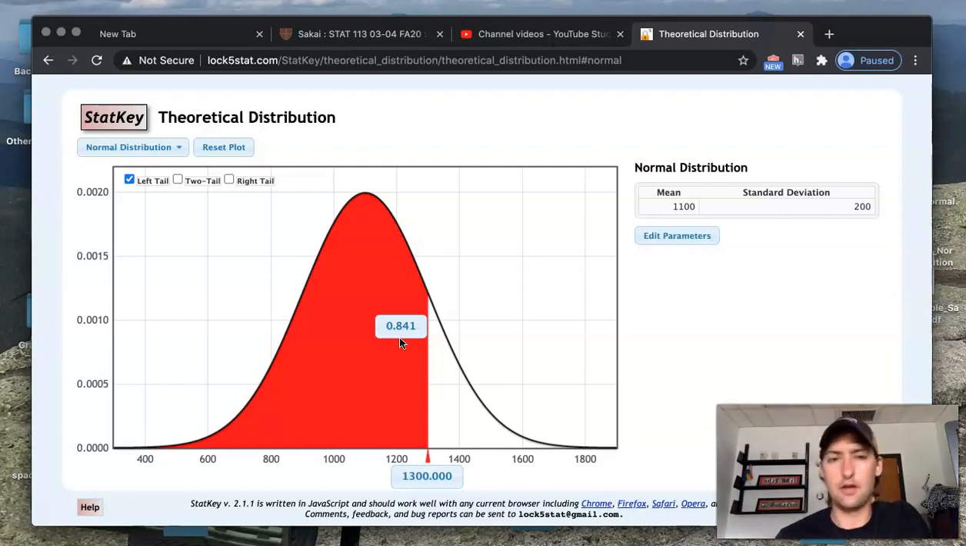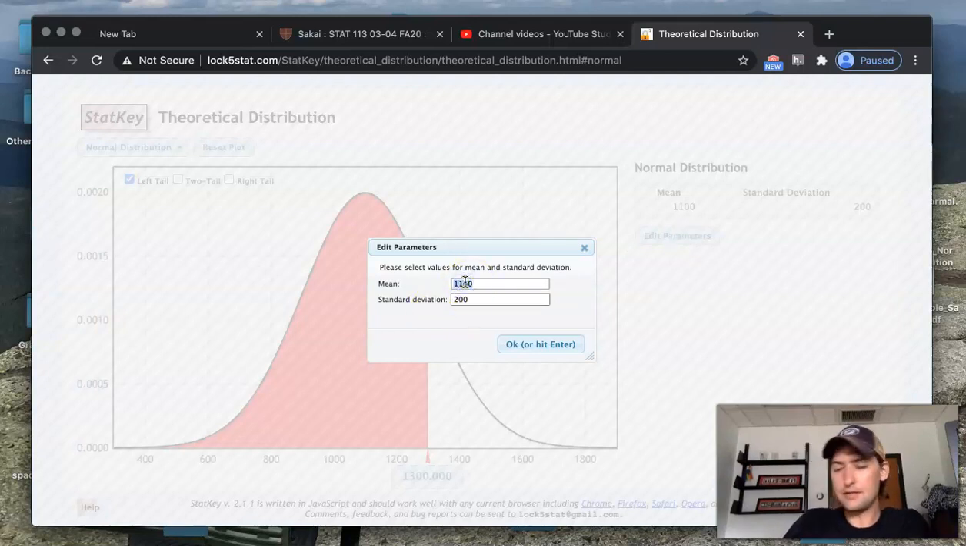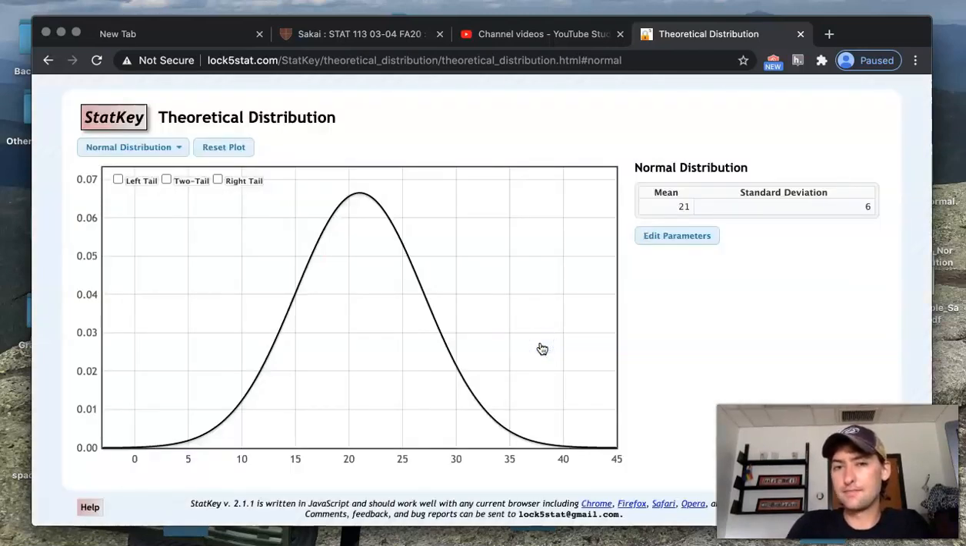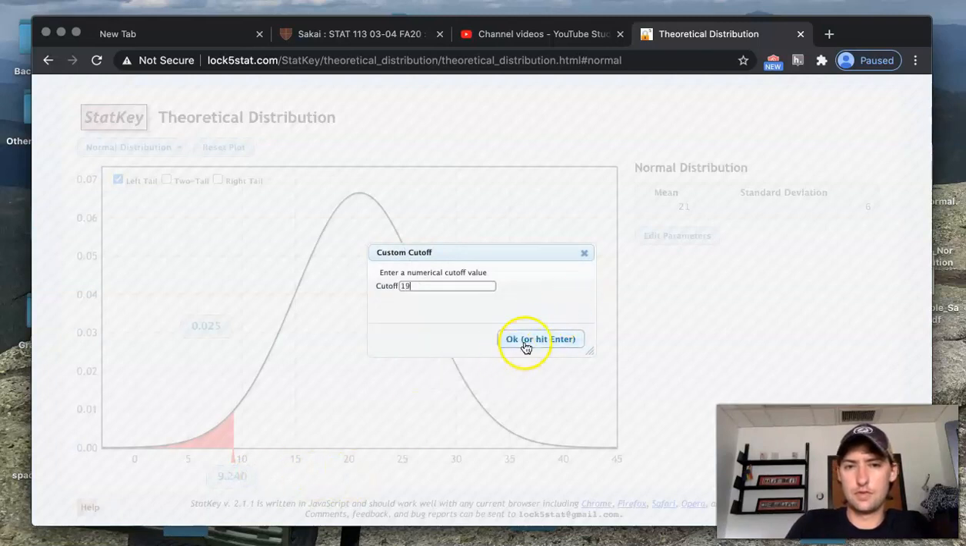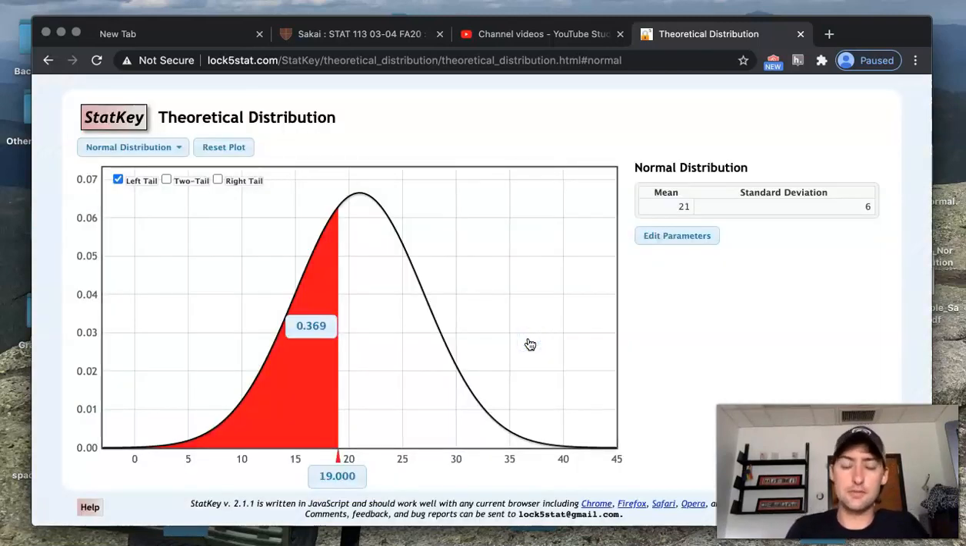So we were pretty close based on our drawing, but StatKey is going to let us get that exact value. We could do the same thing for Michelle, who had taken the ACT. The mean ACT score was 21 with a standard deviation of 6, and Michelle had scored a 19. We see Michelle's percentile is about the 37th percentile. We had guessed she was the 30th based on our drawings. We were pretty close, but again, StatKey is going to give this exact value.